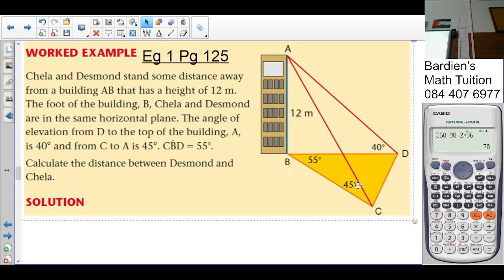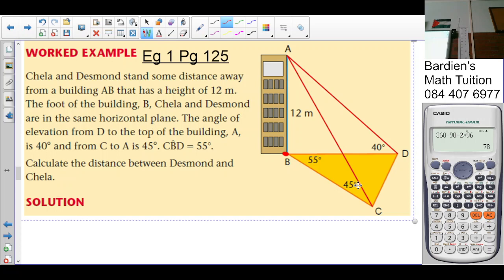The foot of the building, the foot is basically the bottom part of the building. Okay? The foot of the building, B, Sheila and Desmond are in the same horizontal plane. So what do we assume that to be? They are all on the ground. Not so? The foot of the building is on the ground. Sheila and Desmond are also standing on the ground. That is why they say the same horizontal plane. Okay.